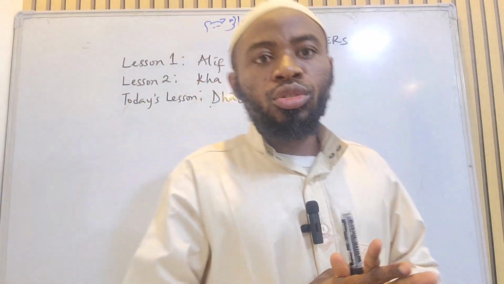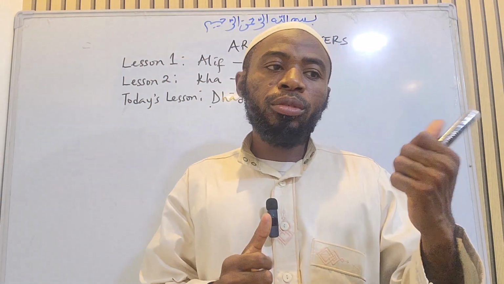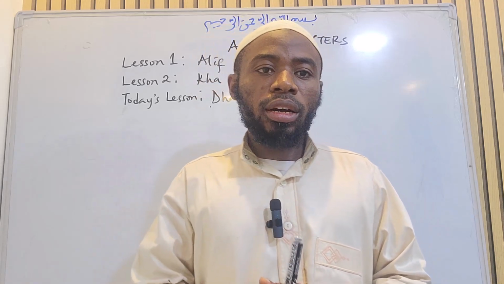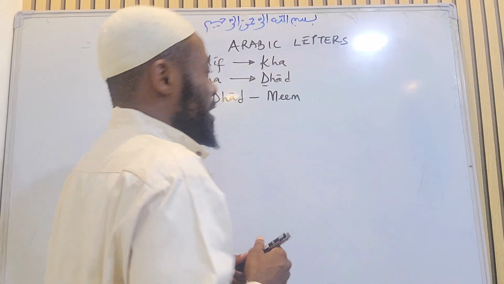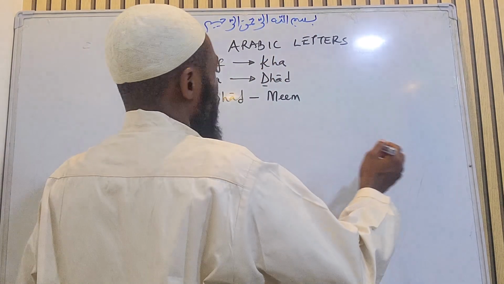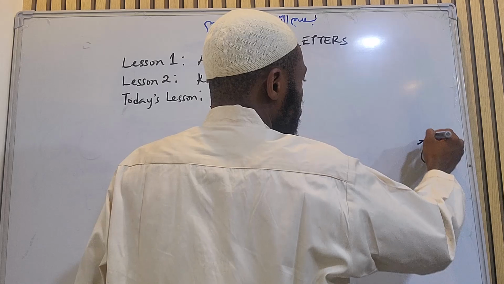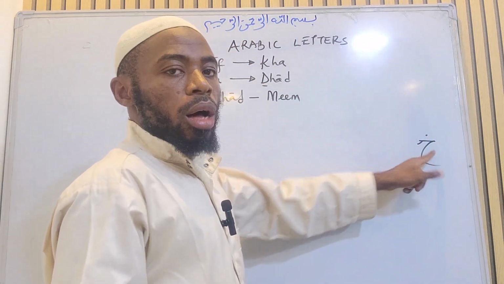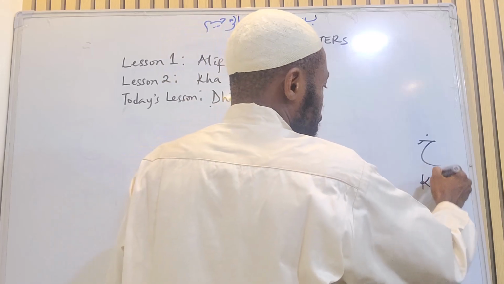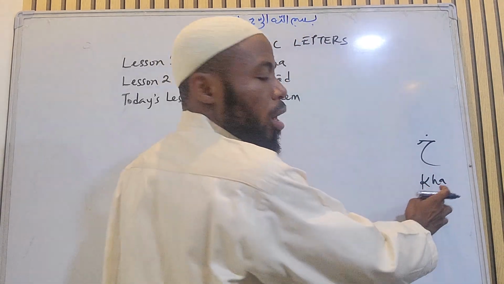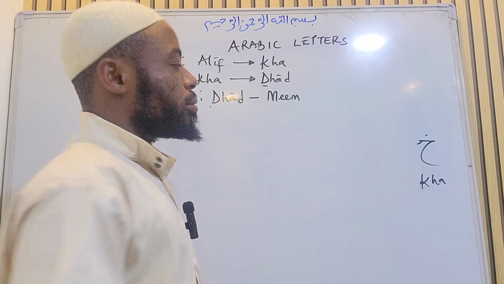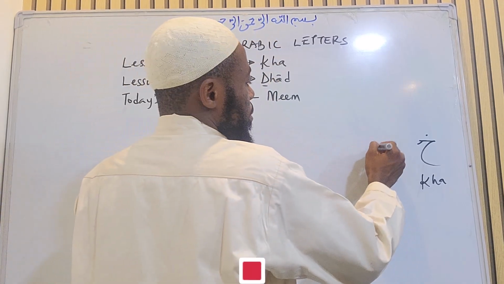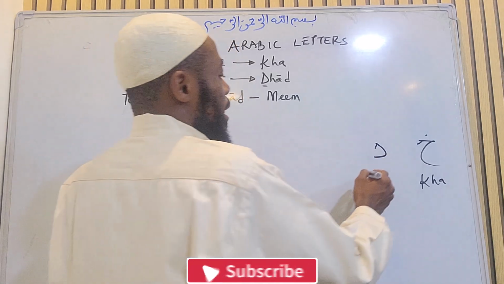Like it is our usual way of learning, we are going to review what we learned in the last class first before we proceed to the new lesson. So in the last class, we took Ha, which is spelled and pronounced Ha. The next is Dal.